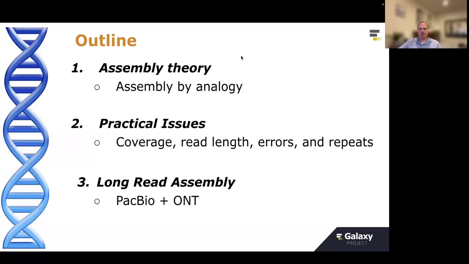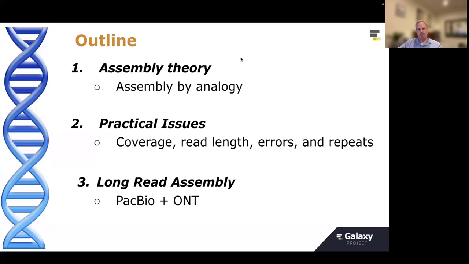Today we're going to talk about this process in a few different stages. To get started, I'm going to tell you about a pretty simple analogy that will hopefully introduce some of the concepts in a very conceptual and understandable way. Then we'll talk about some of the real practical issues that are important when you're assembling a genome: how much coverage to collect, what read lengths to aim for, what to watch out for in terms of errors, and crucially, the challenges associated with repeats in the genome, which complicate genome assembly.